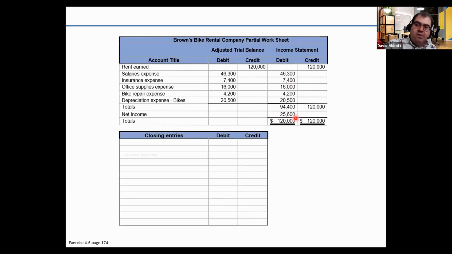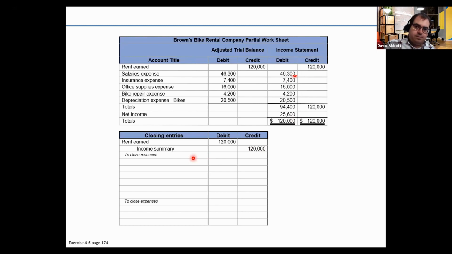So then for our closing entries, we have to close out the revenues. They had rent earned of $120,000, so you would debit the rent earned $120,000, because you see right here it's a credit. So in order to reverse it, to clear it out, to close it out, you're going to do the opposite. So we debit, and then we'll credit income summary $120,000. And that closes the revenue. So this company, they rent out bicycles, I guess, to people.